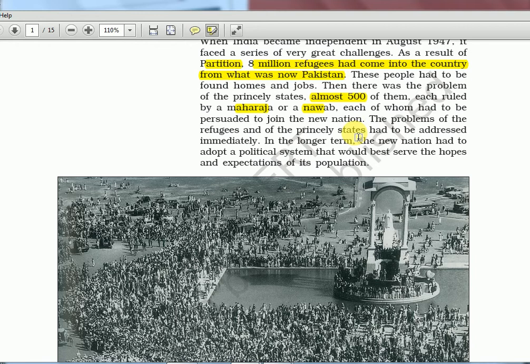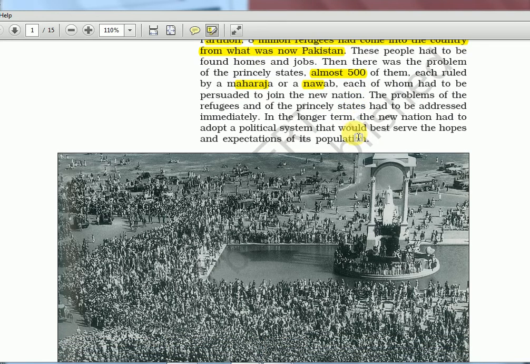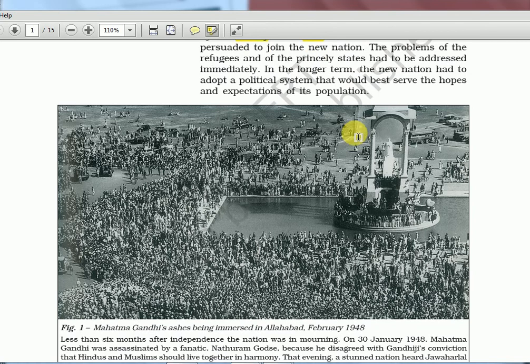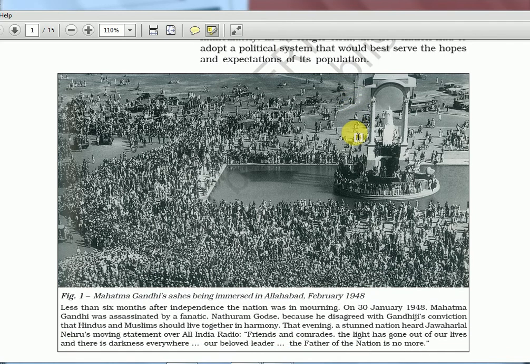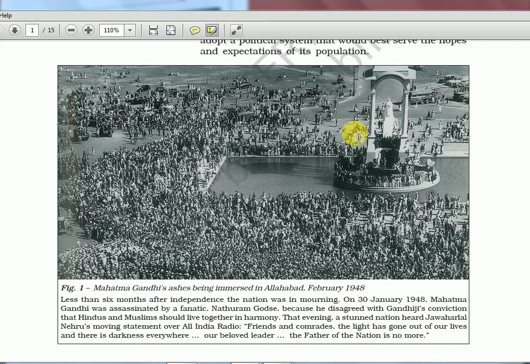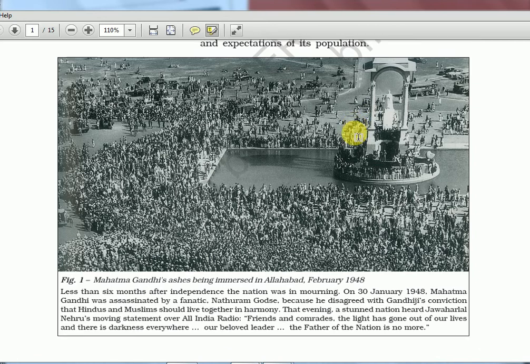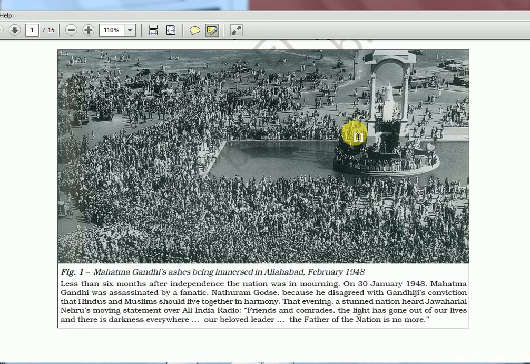soon after independence, Mahatma Gandhi passed away. This picture is actually about that. Ashes being immersed in Allahabad in February 1948. On 30th January 1948 he died. That date is about to come actually. Today is January 18th when I am recording this, so January 30th is just 2 weeks later.